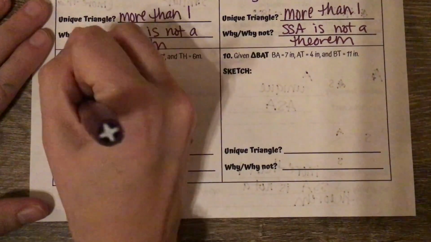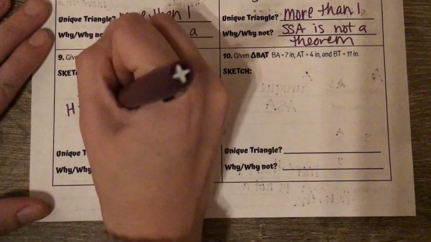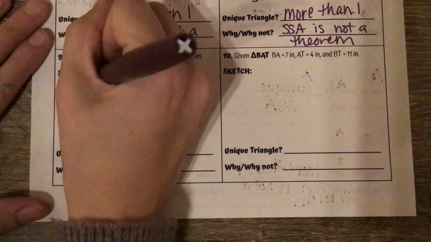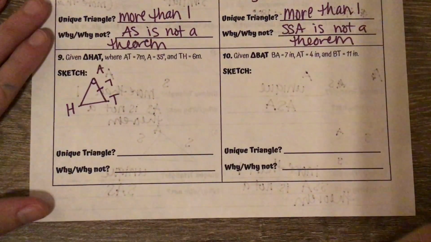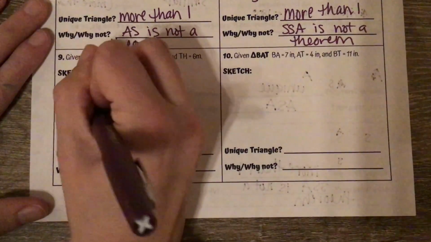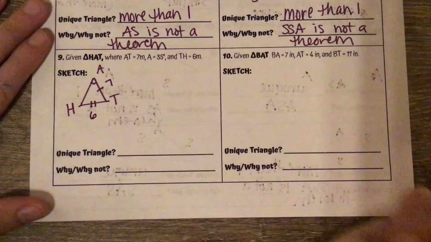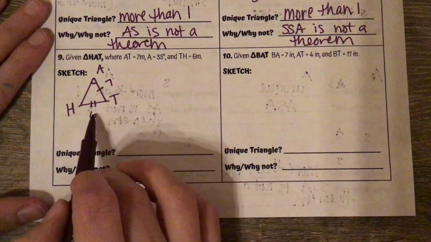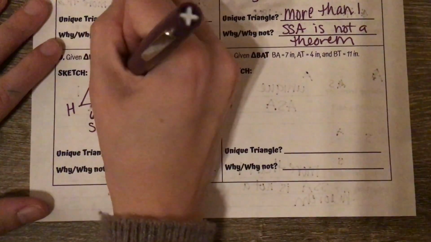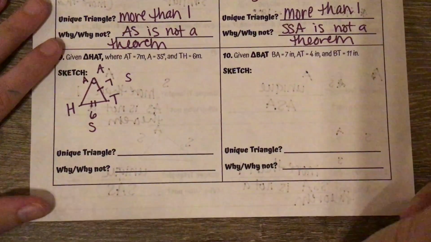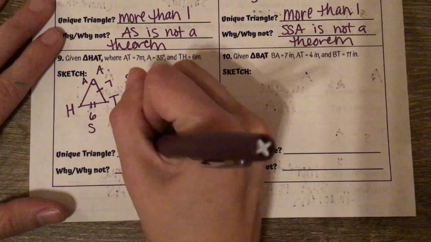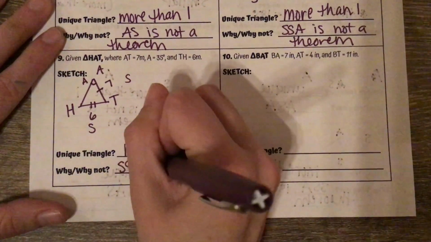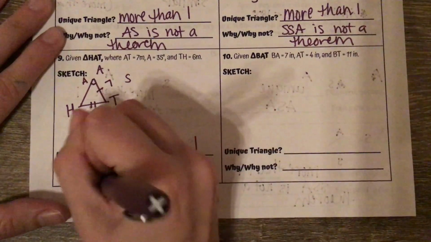All right, we've got triangle HAT. So we're given AT is 7. We're given angle A is 35 degrees. And we're given TH is 6. So again, we have side, side, angle, which is not a theorem. So more than one, SSA is not a theorem.